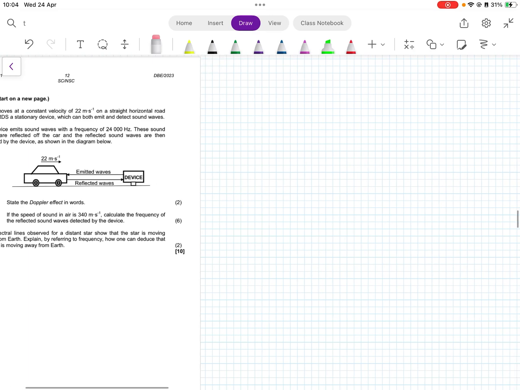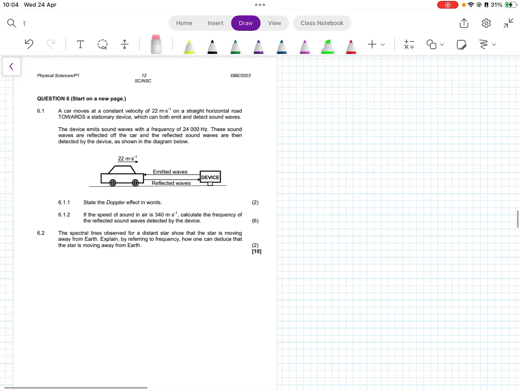Today we will be going through Physical Sciences June 2023 Paper 1 exam, starting from question 6. Diving right in.